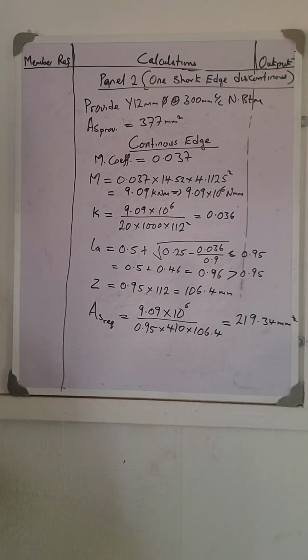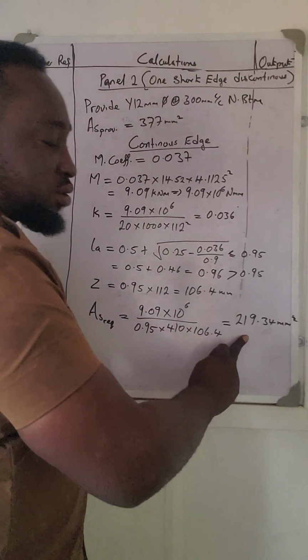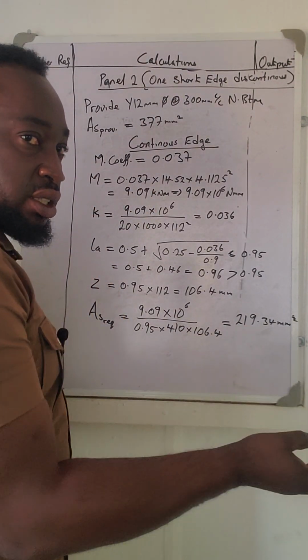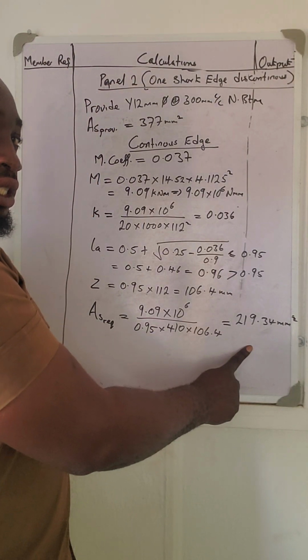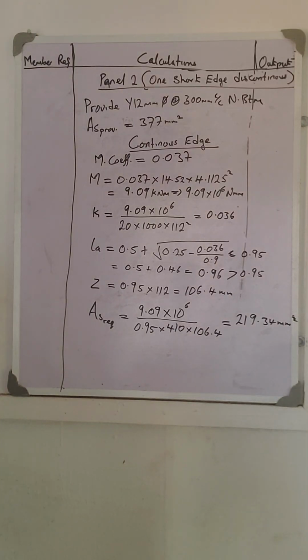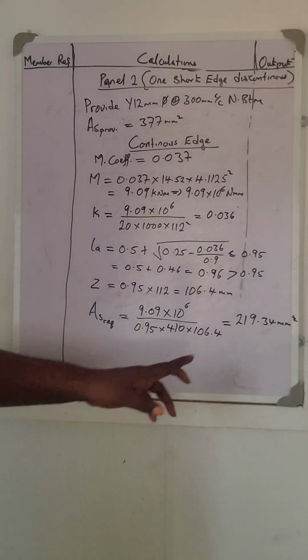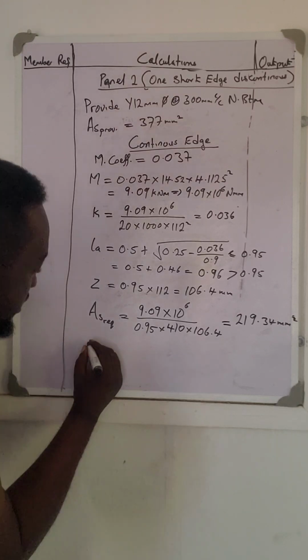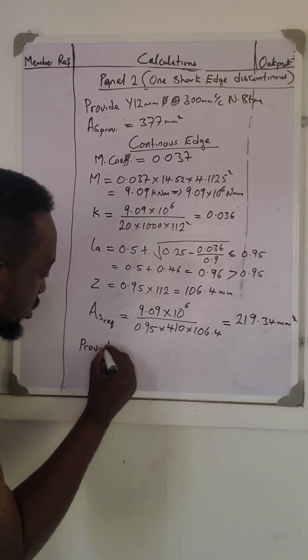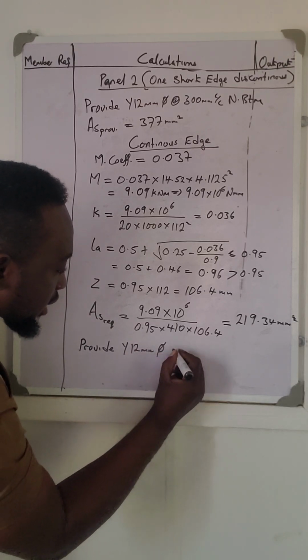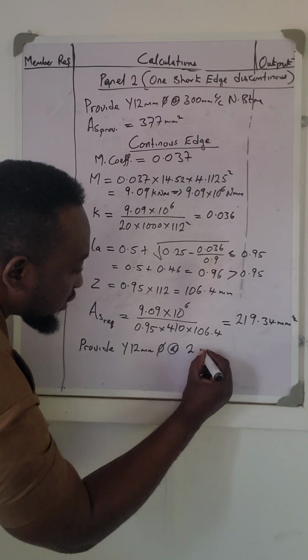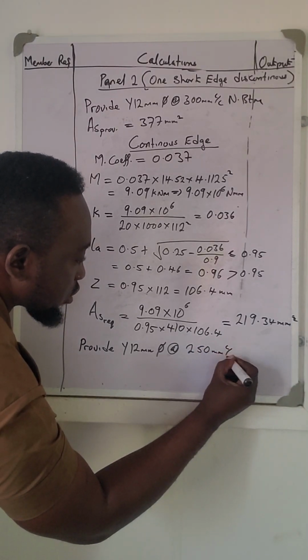the BS code. This one is close to 377, and again the standard of steel is such that I don't want to use 300 in this case. I will use 250 in this case because our steel is not guaranteed. So the quality of the steel we produce is not guaranteed. So I'm going to provide the nearest one. I'll provide Y12 millimeter diameter bar at 250 millimeter center to center.